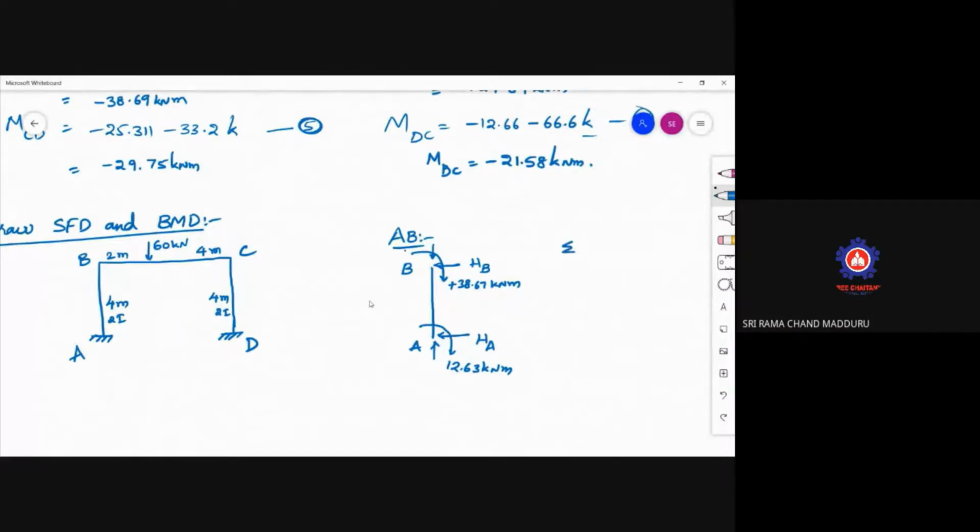Now, considering the horizontal condition, these horizontal forces, sigma Fx is equal to 0, plus HA. No, you can't consider plus. Why? Because it is going in the negative x-axis. Minus HA minus HB is equal to 0. That means HA is equal to minus HB. Sigma Fx is equal to 0, that is HA is equal to minus HB. Taking moments about B is equal to 0.